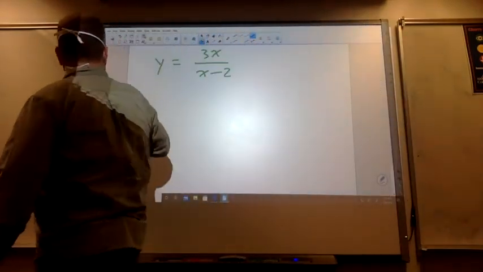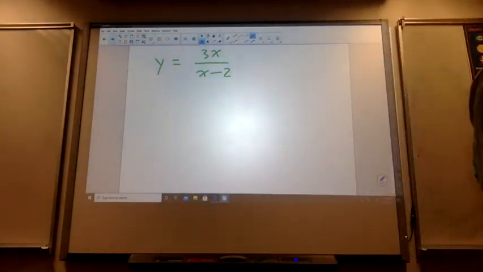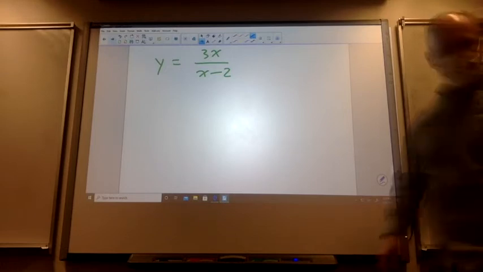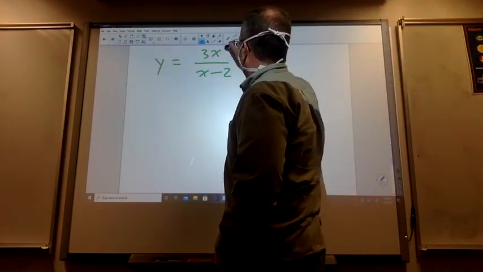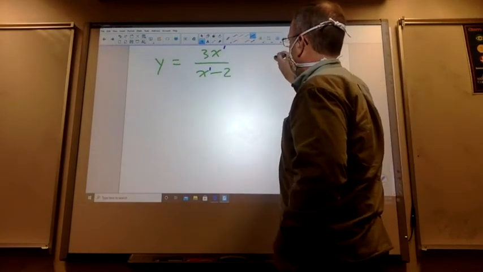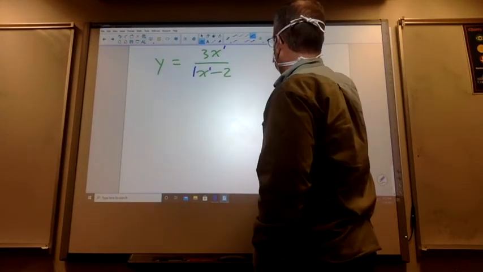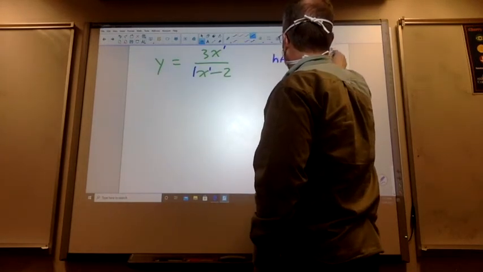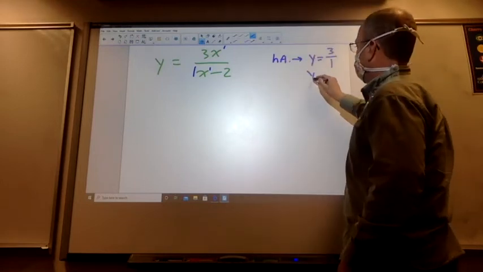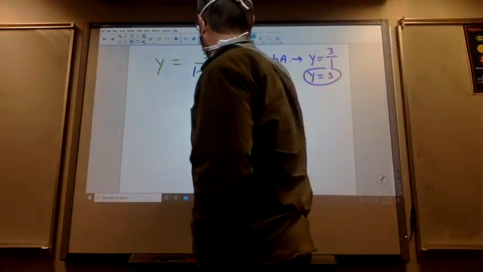Okay, so this next problem will indeed have both a vertical and a horizontal asymptote. First thing I'm going to look at, the degree on top and the degree on bottom. This is x to the first, this is x to the first. They're equal. So I have a horizontal asymptote, we'll call it HA, at 3 over 1. So y equals 3 over 1, which is just 3. Okay? So we have a horizontal asymptote there.